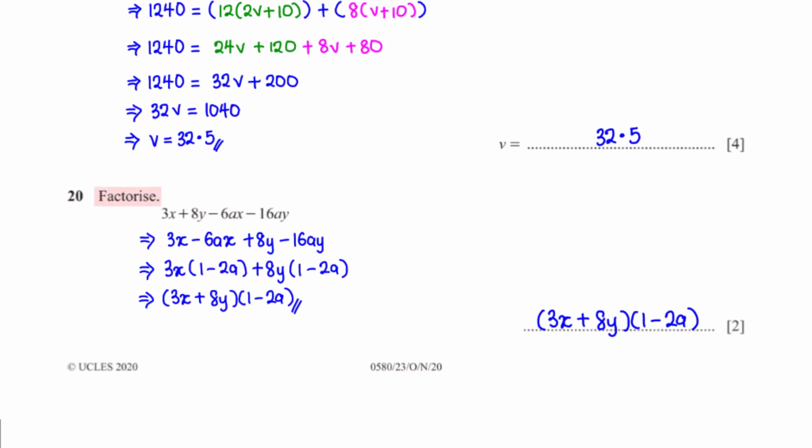Factorize 3x plus 8y minus 6ax minus 16ay. When we rearrange the expression to group like terms, this is what we have. For the first two terms, when we factor out 3x, we are left with 1 minus 2a. And for the final two terms, when we factor out 8y, we are left with 1 minus 2a. This can be rewritten as 3x plus 8y times 1 minus 2a.